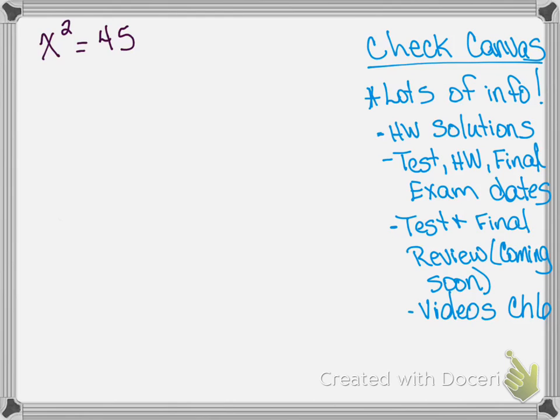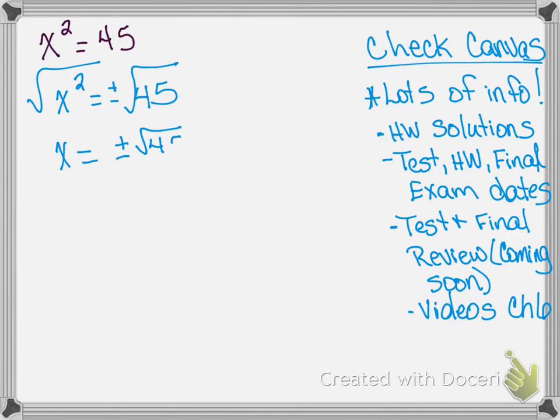Okay? So what I'm going to do is I am going to take x squared equals 45, and I'm going to take the square root of both sides. Now, when I take the square root of 45, what do I have to put in front of it? Plus or minus. Okay? So then I end up with x equals plus or minus the square root of 45. Now, there is a perfect square in 45. Anybody know what that perfect square is in 45? Yes, it's 9. So I have x equals plus or minus the square root of 9 times 5.